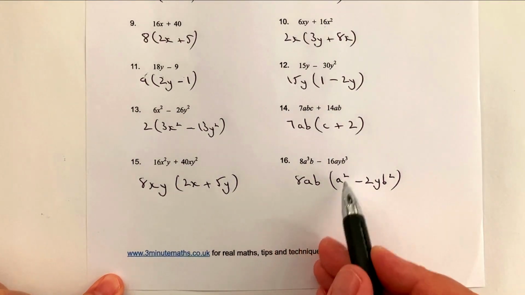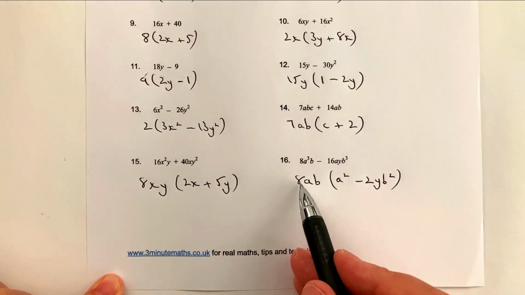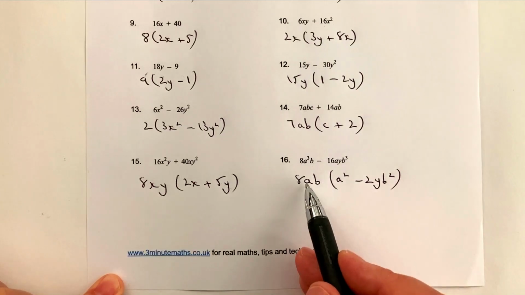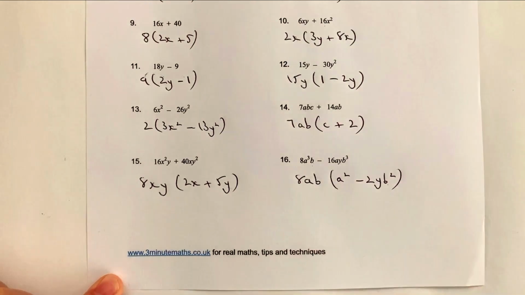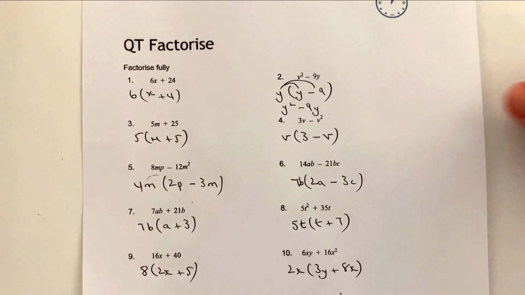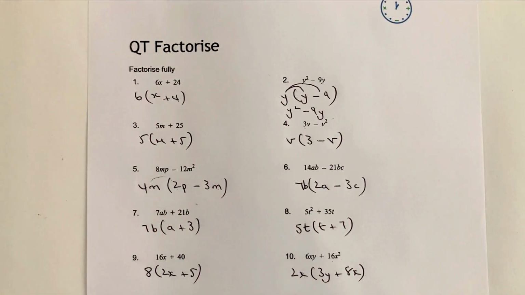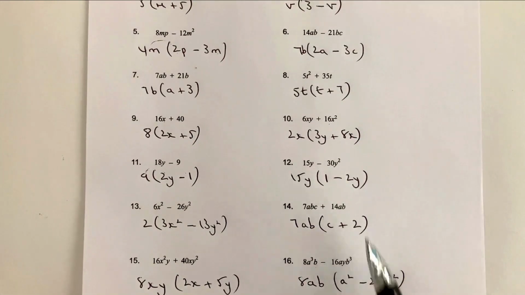So 8AB times A squared is going to give you 8A cubed B. And then 8 times minus 2 is minus 16. And A times Y times B squared is going to give me B cubed. Okay, so a bit of a tricky one to actually finish on, but I don't think those sorts of questions come up too often. To be honest with you, probably the most likely ones on a GCSE paper are going to be the first, let's say, the first 14 of them. So once you got down to about here, you're absolutely fine.